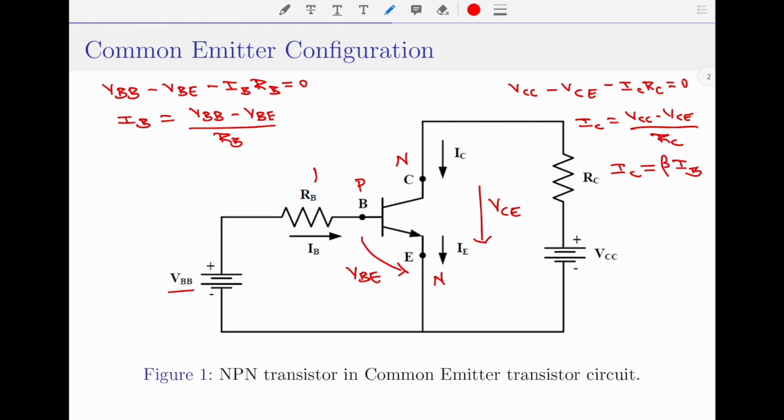Well, with that, we have come to the end of this discussion on the common emitter configuration. In my next video, I'll discuss the common base configuration circuit.